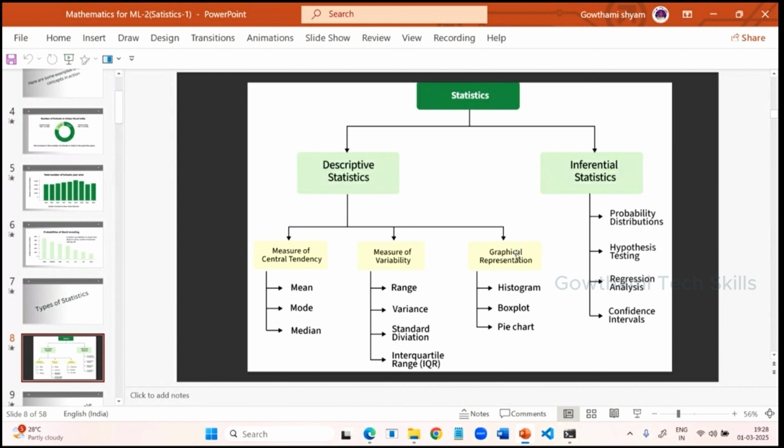Next, graphical representations. By getting all these data, we can visualize the data either by using a histogram, the box plot, or the pie chart. When we will use a histogram, when we will use the box plot, when we will use the pie chart, that and all we learned already in the matplotlib library. Again, we are going to see when we are explaining some examples here.